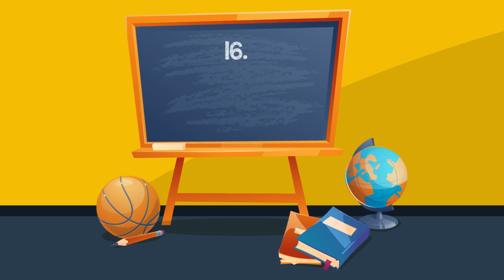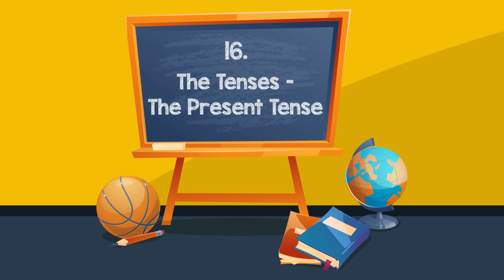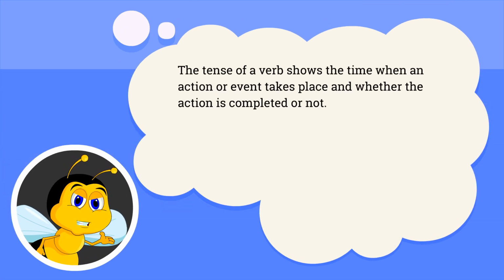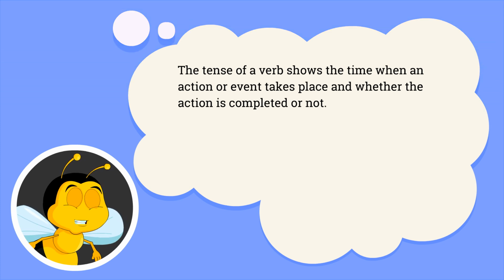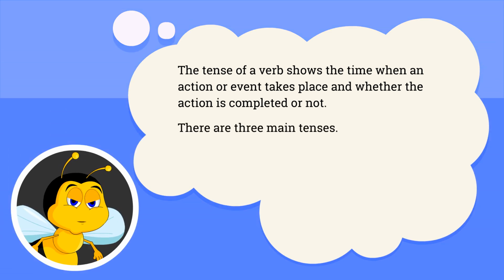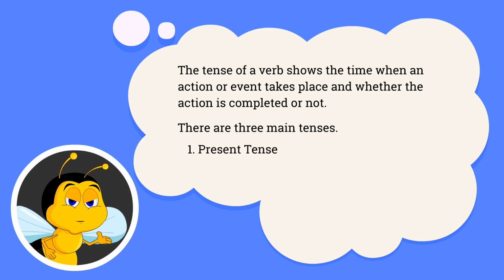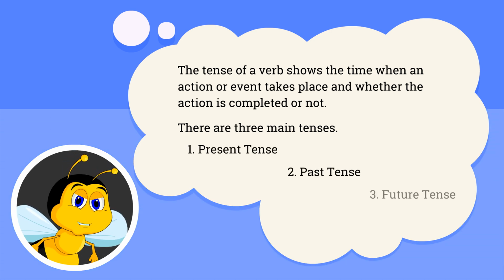Chapter 16. The tenses, the present tense. The tense of a verb shows the time when an action or event takes place and whether the action is completed or not. There are three main tenses: present tense, past tense, future tense.